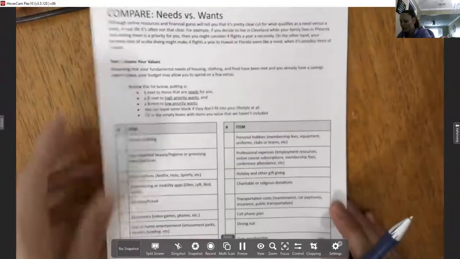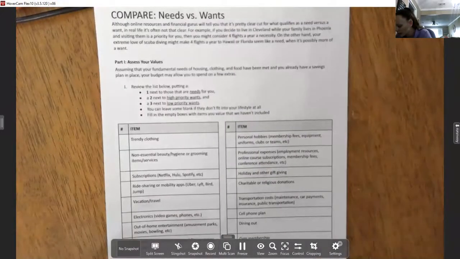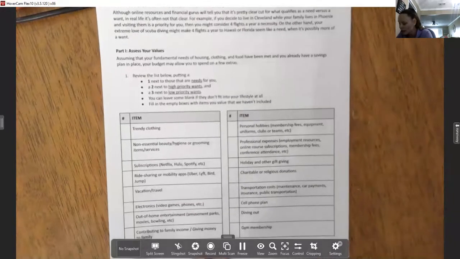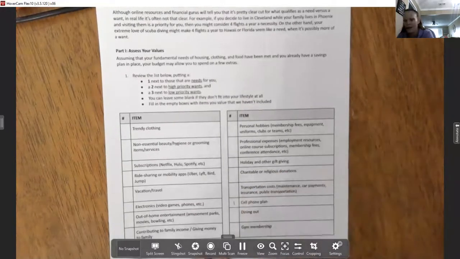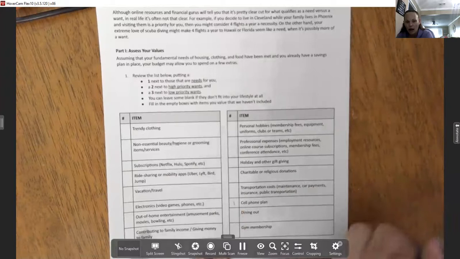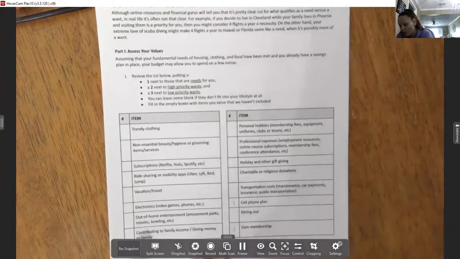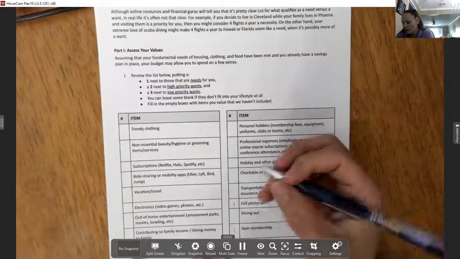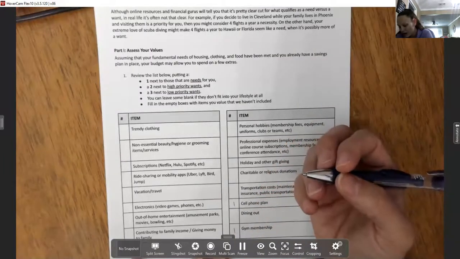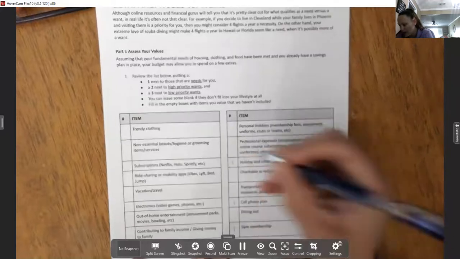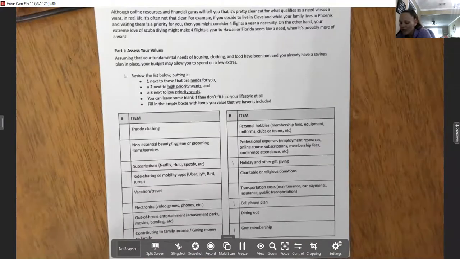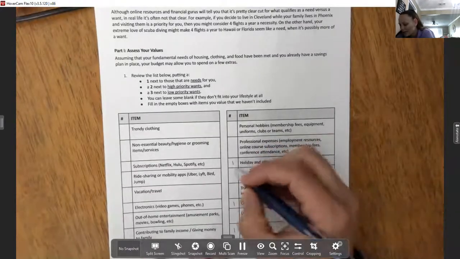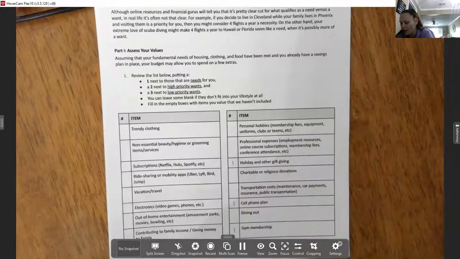So I'm just going to kind of read through this list. For myself, I'm going to say, okay, a cell phone plan, that's pretty much a need for me. I do my work on it. I communicate with people. It's also entertainment. My gym membership, that's a need for me. Holiday and gift giving, that's really high importance to me. I'm even going to say I feel like that's a need. Maybe it could be a 2, maybe. That could kind of go either way.